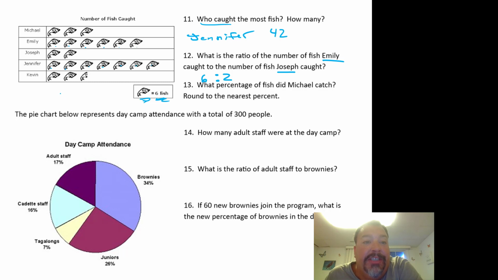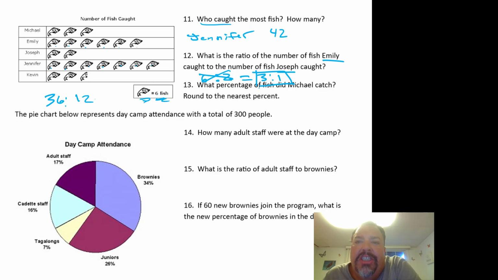And we're going to make sure we reduce it as well. But if we use the actual number, that would be 36 to, and Joseph had 12. 36 to 12, we can divide those both by 6. We would get the same thing, 6 to 2. But for our final answer, we don't want 6 to 2, we want 3 to 1. So make sure you're reducing your ratios down to the lowest ratio.